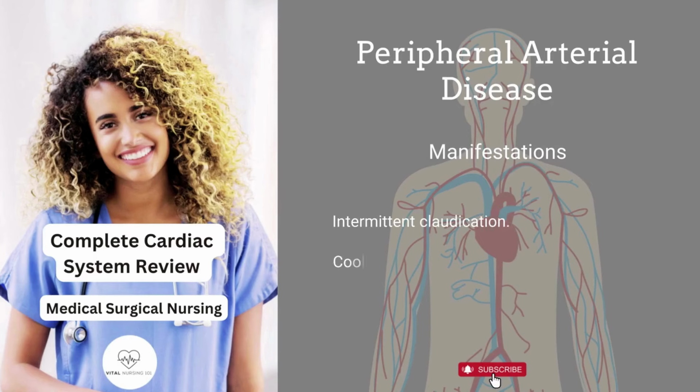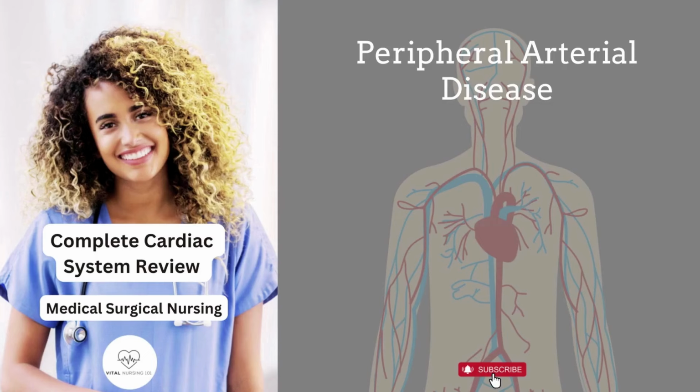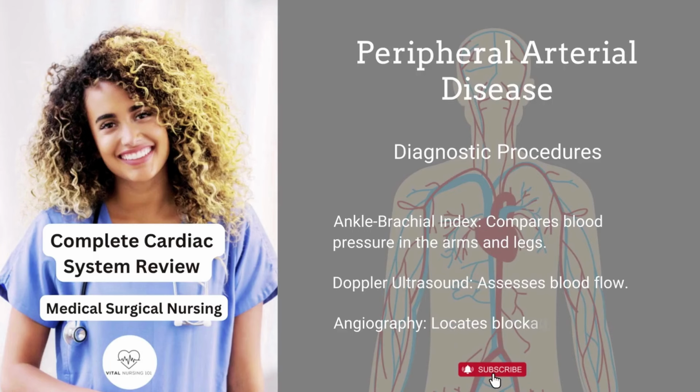Manifestations are the following: intermittent claudication, which is pain in the legs during exercise, relieved by rest, cool pale skin and weak or absent pulses, non-healing wounds or ulcers on the extremities. Diagnostic procedures are the following: ankle brachial index, compares blood pressure in the arms and legs, Doppler ultrasound, assesses blood flow, angiography, locates blockages.